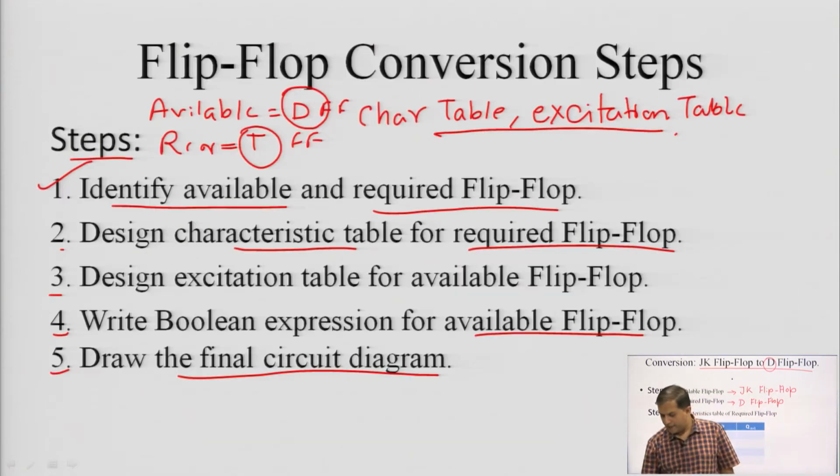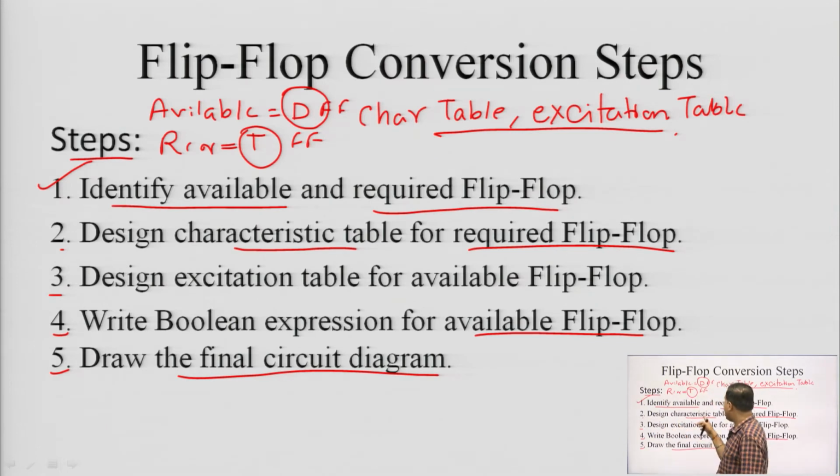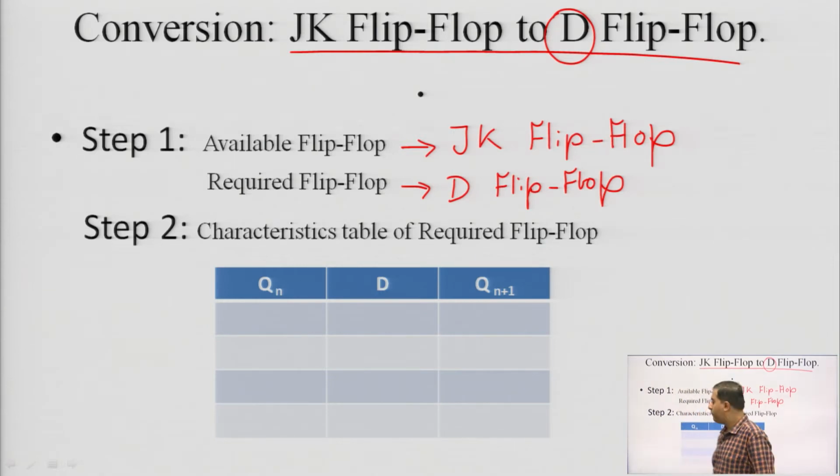Now, the next step is to design the characteristic table for the required flip flop. Here the required flip flop is the D flip flop, so we have to design its characteristic table. In the previous lecture we have discussed the characteristic table of the D flip flop, and we are going to write it once again.